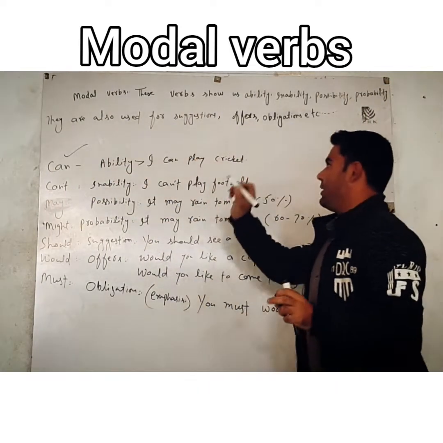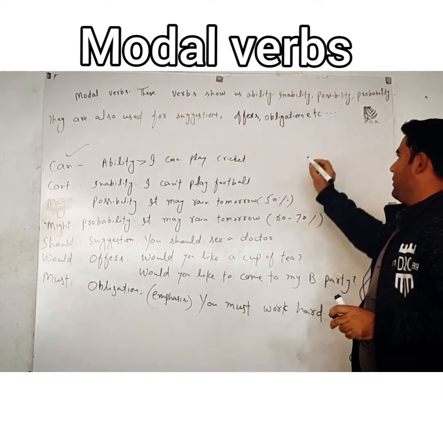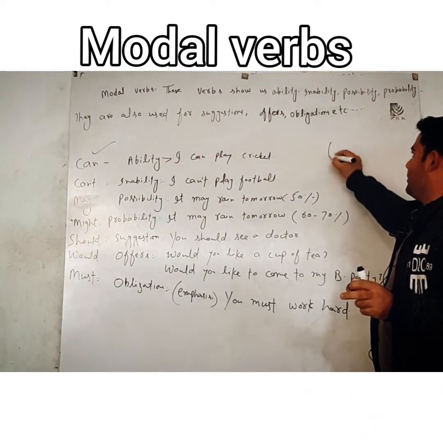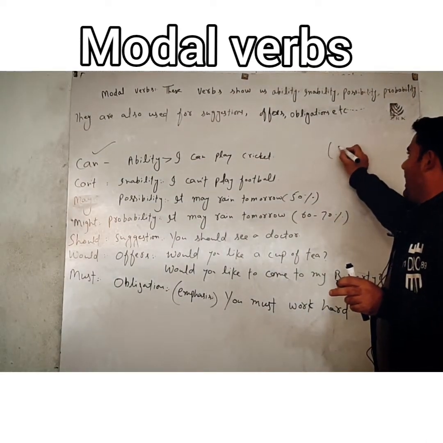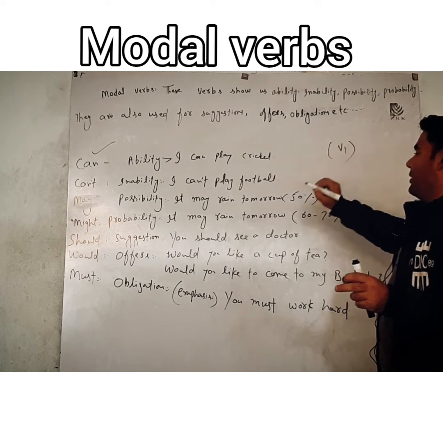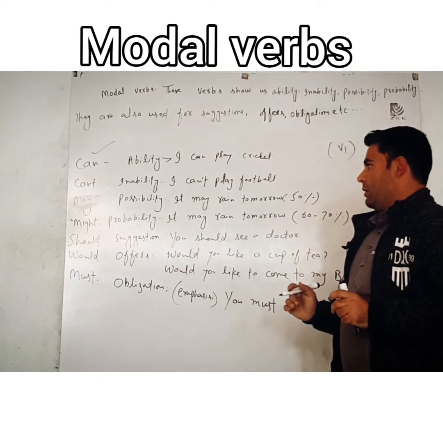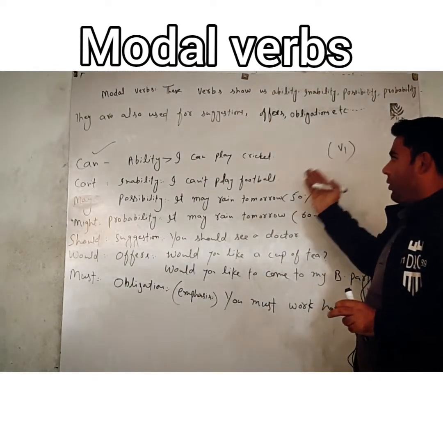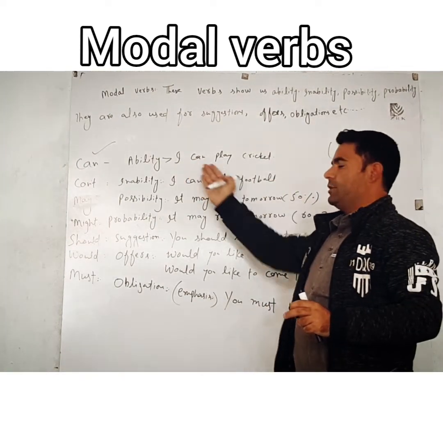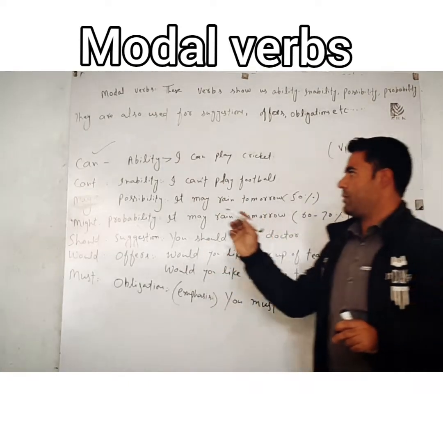Can is the modal. One thing you have to remember, that with all of the modal verbs, you will have to use V1, the first form of the verb. You can't choose any other verb form with the modal verbs, alright? So with all of the modal verbs, we'll have to use the first form of the verb, right? So let's talk about can first.